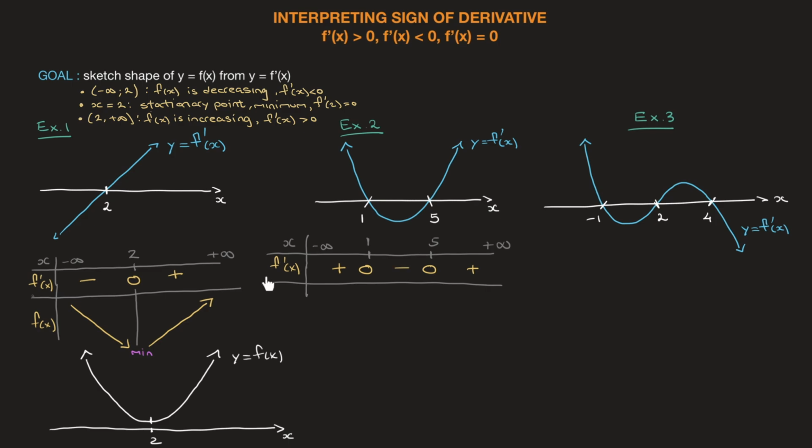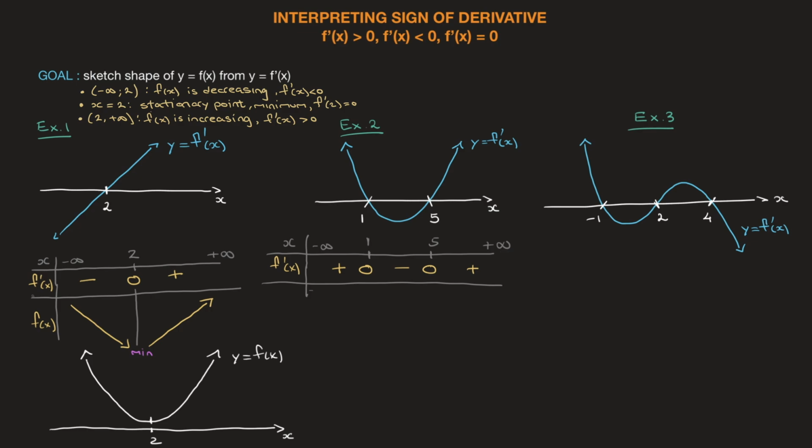And as such, that's the sign of f dash of x taken care of. Indeed, we can see that the derivative is positive for x values between negative infinity and 1. It's negative for x values between 1 and 5. And it's positive again for x values greater than 5.